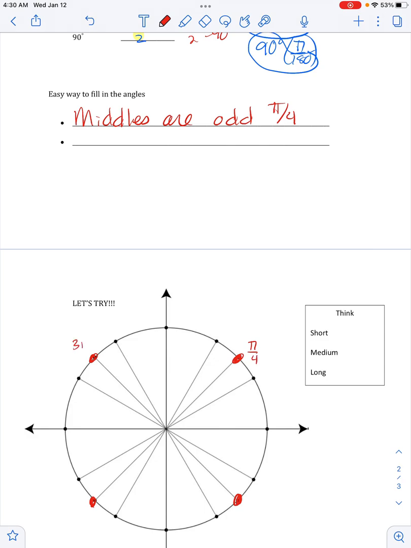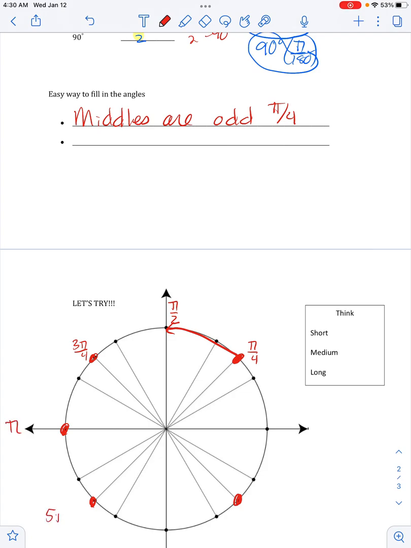Now, the reason it's only the odd ones is if from here I went 45 more, I'd be at the top. And that would be 2 pi over 4, which would reduce to pi halves. And so the next one that I actually have to write in fourths is over here at 3 pi fourths. And then if I continued to here, that would be 4 pi fourths, but that would reduce to pi.